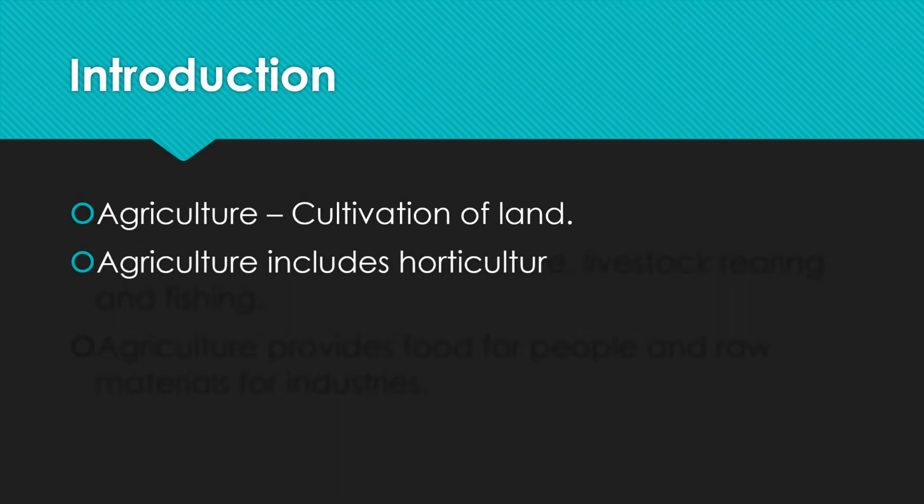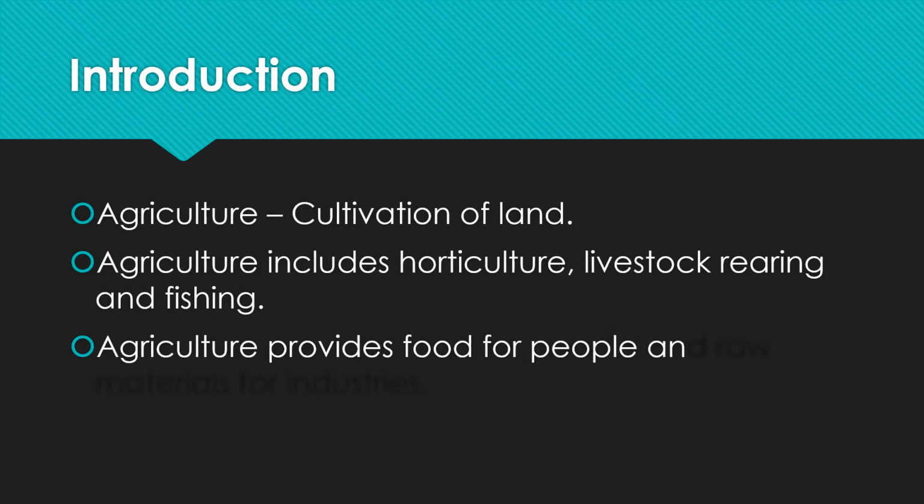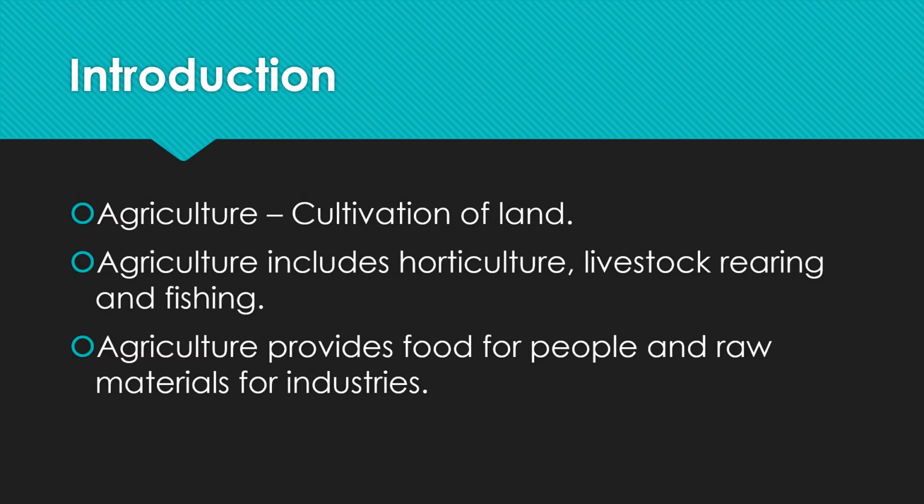Agriculture includes horticulture, livestock rearing, and fishing. All these three in detail you will study in the next video. Agriculture provides food for people and raw material for industries. So whatever products we get through agriculture, either they are food for us, like wheat and rice, we eat them, or we get raw materials like cotton, jute, etc., which work as raw materials in the industries from which some finished goods are made.